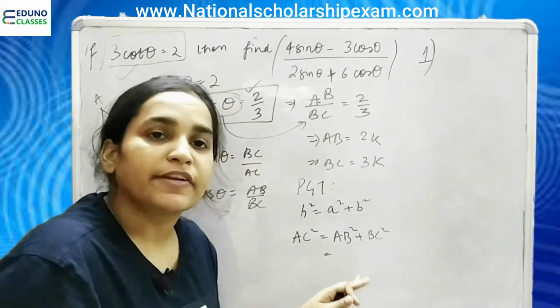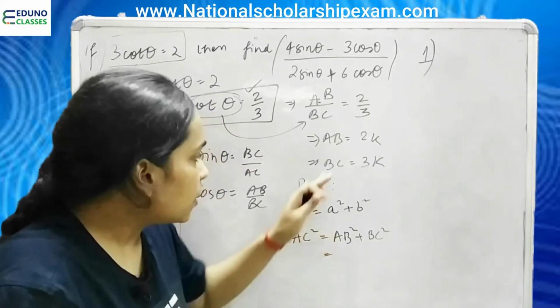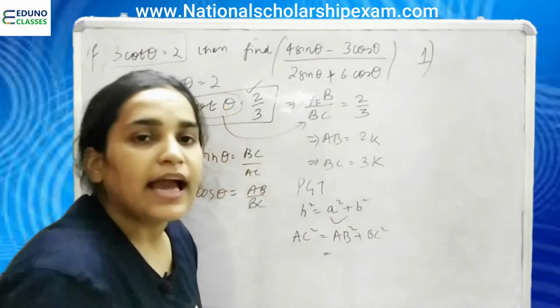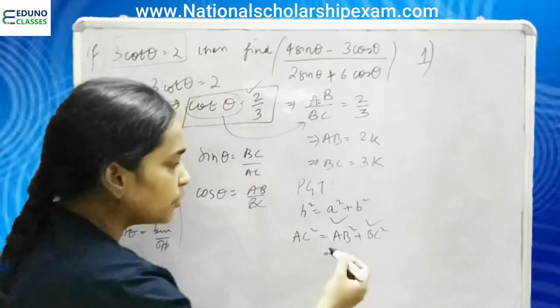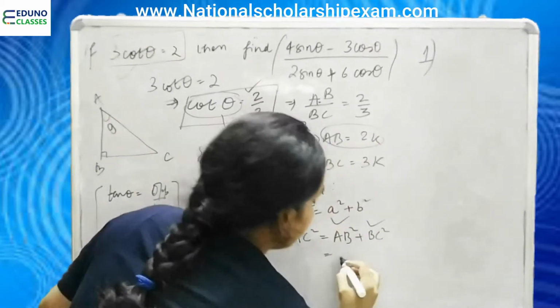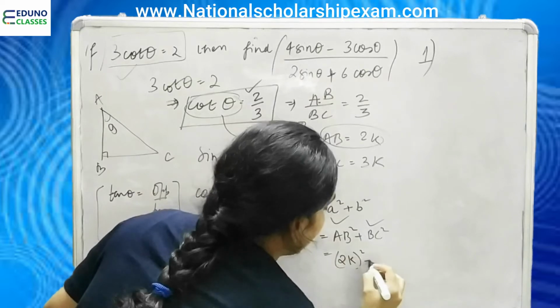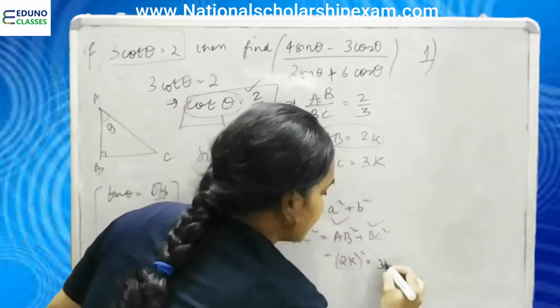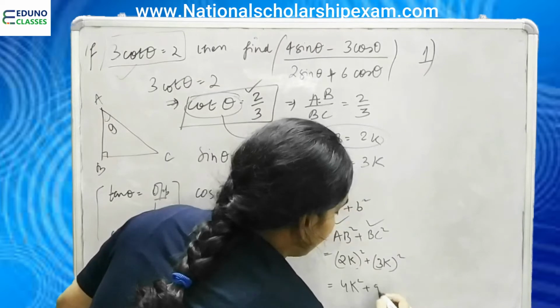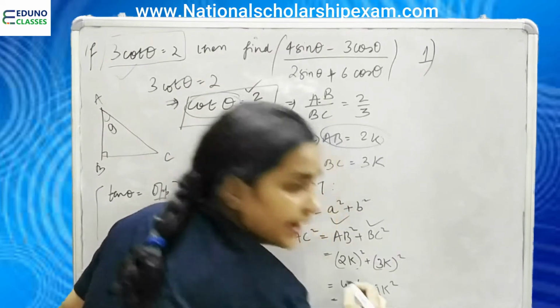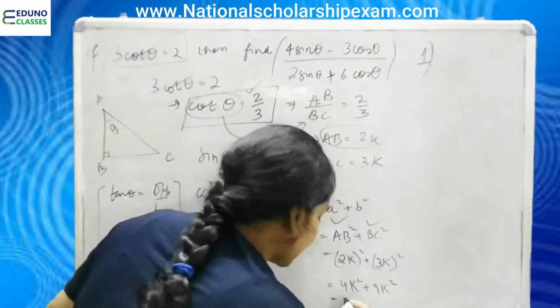So, there are 3 variables: AC, AB and BC. How many variables do we know? We know AB and we know BC, right? So, put the values. AB is 2k, so that means 2k whole square, and BC is 3k, that means 3k whole square. 4k square plus 9k square gives us 13k square.